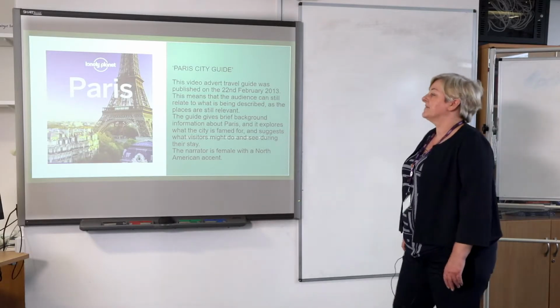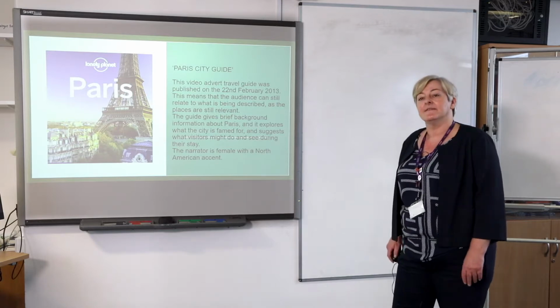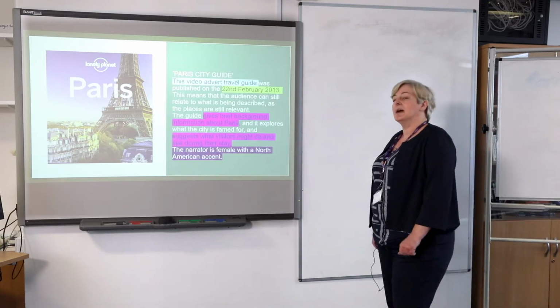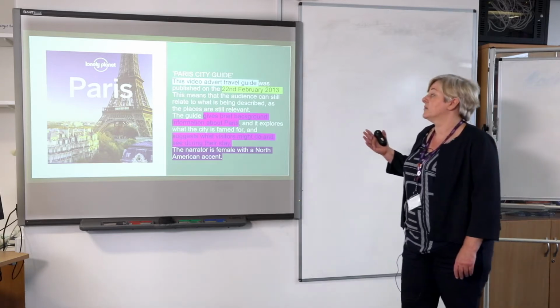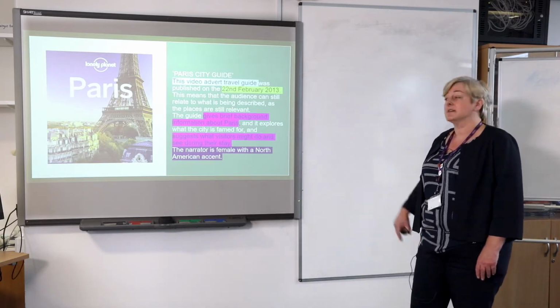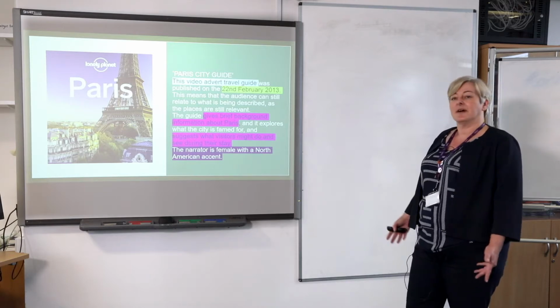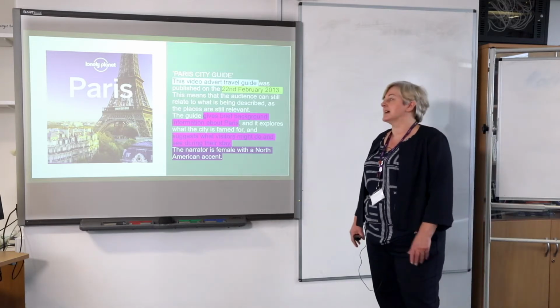Okay, so did you have a look? Did you spot any of those contextual factors? Here I've marked some out for us. We start off with this video advert travel guide. So immediately we have travel guide. That's the genre of this text. But it's an advert, and adverts usually are to persuade people to do things. So we have a function, a purpose for this text, to persuade.